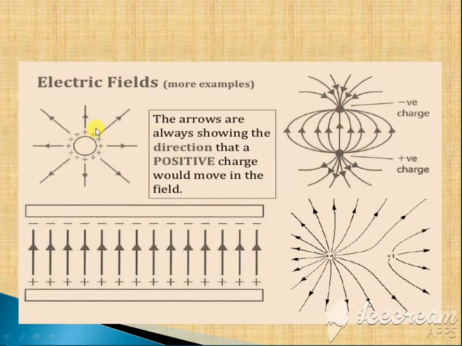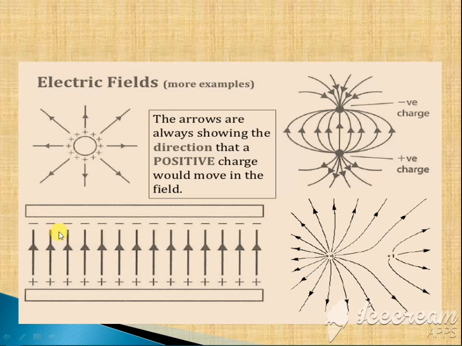Electric fields, more examples: the arrows always show the direction that a positive charge would move in the field. In this diagram, you can see the arrows move away from the positive charges. This is our positive charge and this is our negative charge. The lines go from the positive charge through to the negative charge. From this side and this side, the arrows move away from the positive charges and move towards the negative charges.